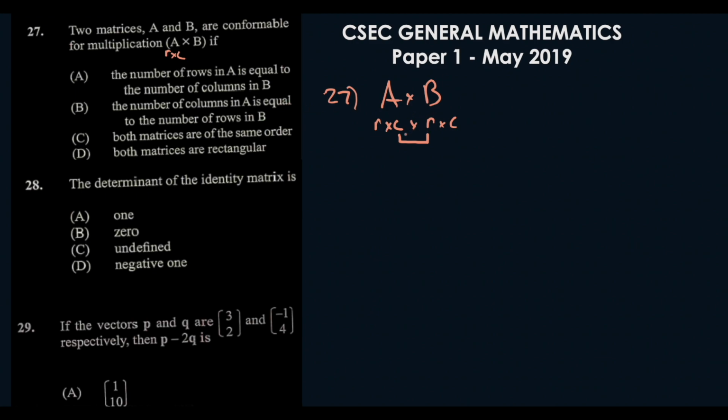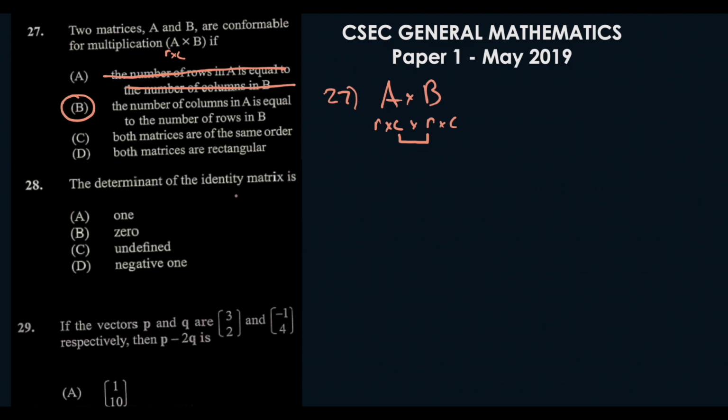So we just need to figure out which one of these sentences matches that theory. So the number of columns in A has to be equal to the number of rows in B. So the number of rows in A is equal to the number of columns in B. That does not match with what we have here. So it's not that. So the number of columns in A, okay, good, is equal to the number of rows in B, definitely. So that is the answer.